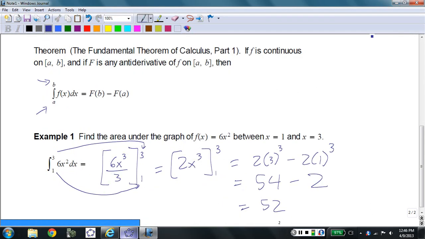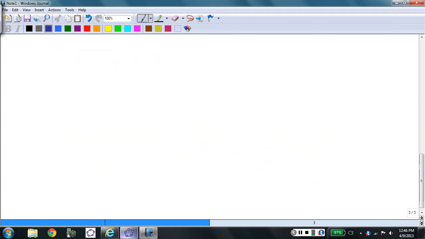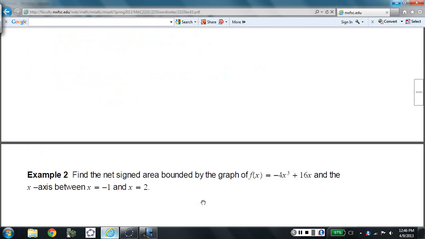But we get that by finding an antiderivative, plugging in the upper limit, plugging in the lower limit, and subtracting. That's what we do there. Let's try it with example 2.